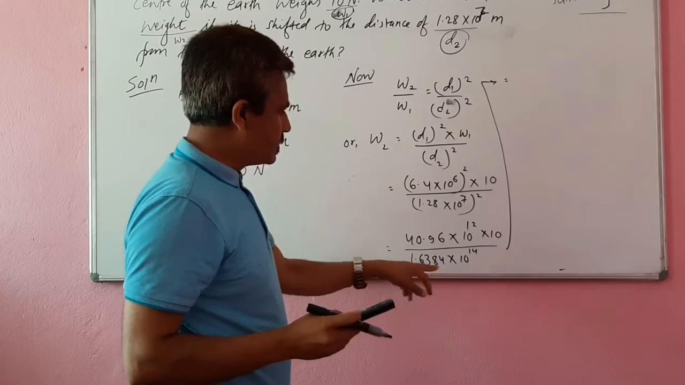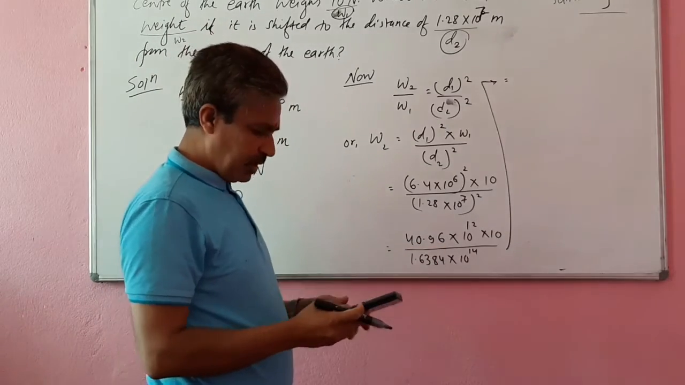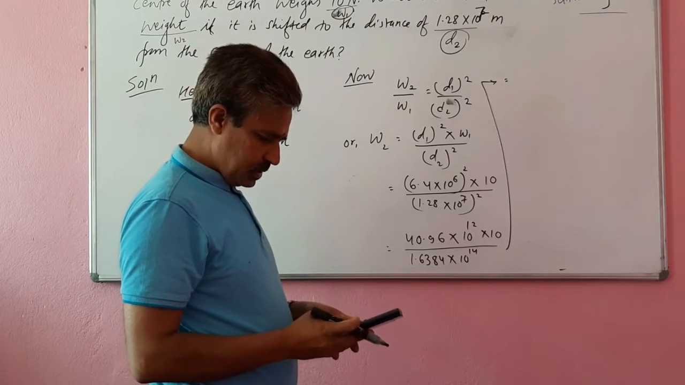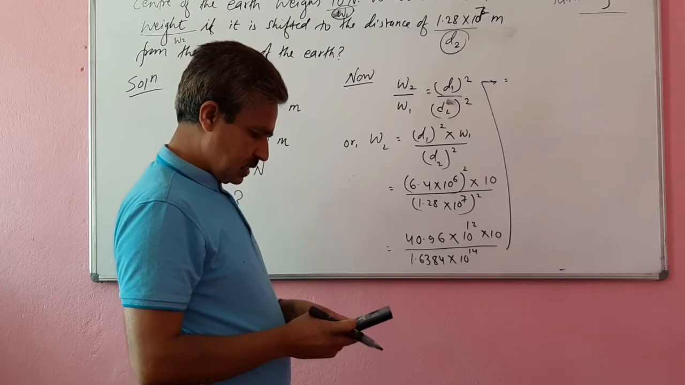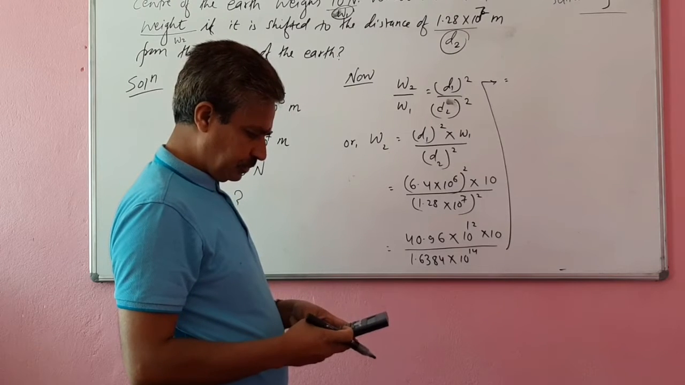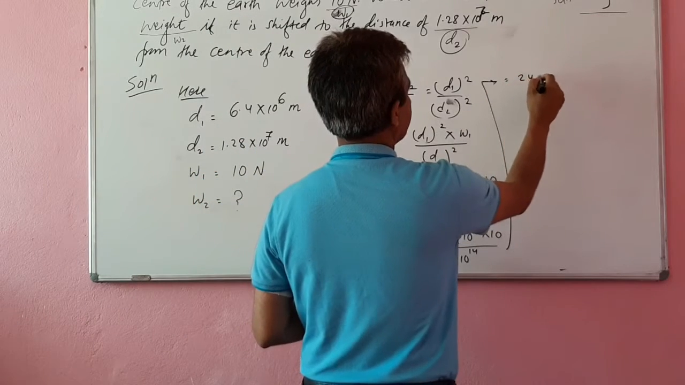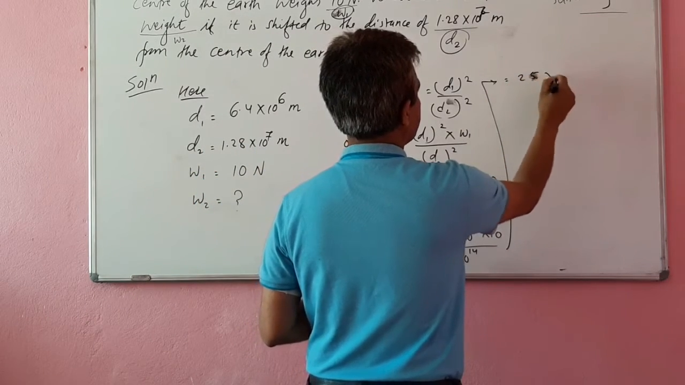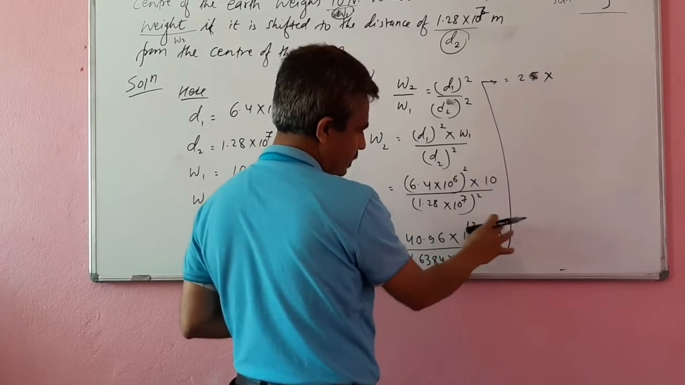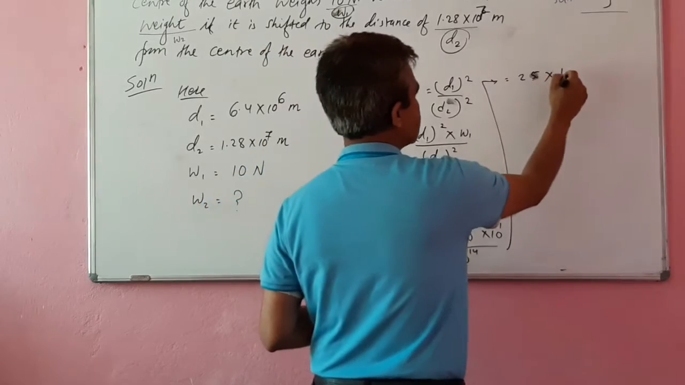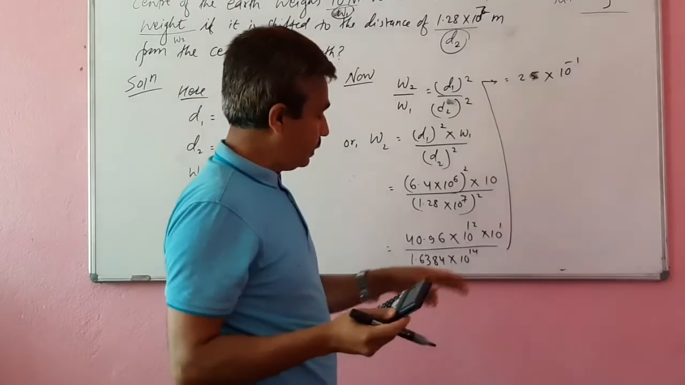40.96 divided by 1.6384. Okay, first you divide it. 40.96 divided by 1.6384 comes 25. Look at here: 10 to the power 12, 1. 13 minus 14 means 10 to the power minus 1. How does it come 10 to the power minus 1?